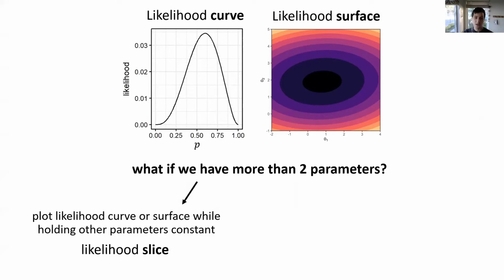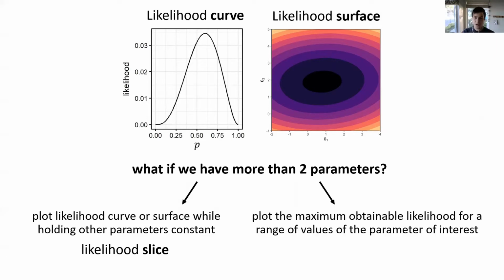The second option is for us to pick a parameter that we're interested in, and for a bunch of possible values of that parameter, we find the maximum likelihood estimates for the other parameters while holding the parameter of interest constant. In this way, we're visualizing the maximum obtainable likelihood for a given value of the parameter. This is called a likelihood profile, and it's a really nice way to visualize the dependency of the likelihood on our parameters of interest without the other parameters messing it up.